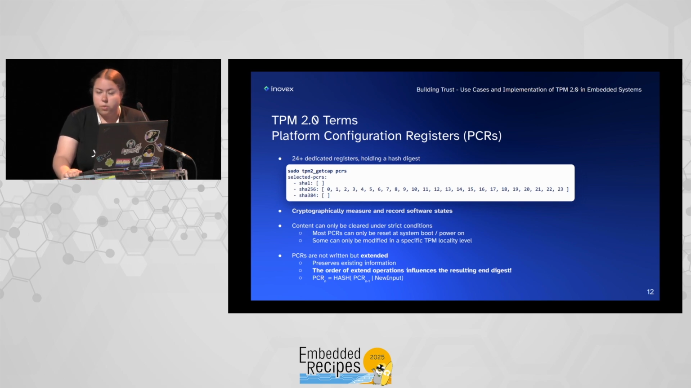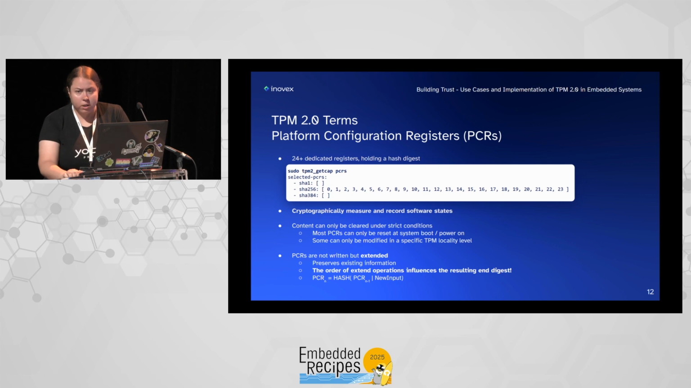And the platform configuration registers are used to cryptographically measure and record software states. This can be done only with really strict conditions. For example, most of the PCRs can only be set or reset on system boot power on, and on a really specific TPM locality level, which is a bit the same or similar concept as CPU run levels, the CPU rings.